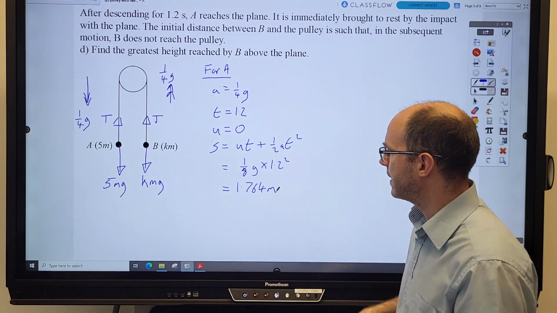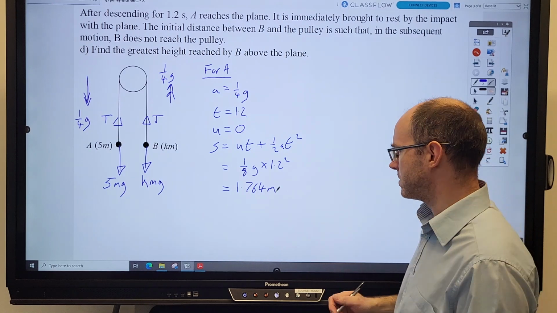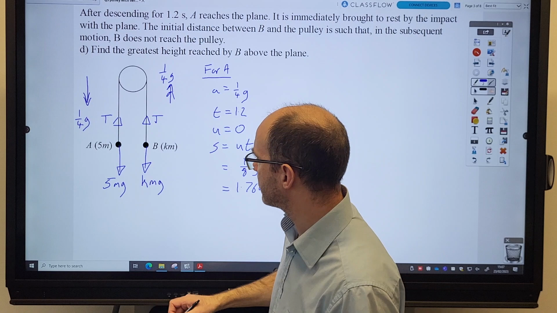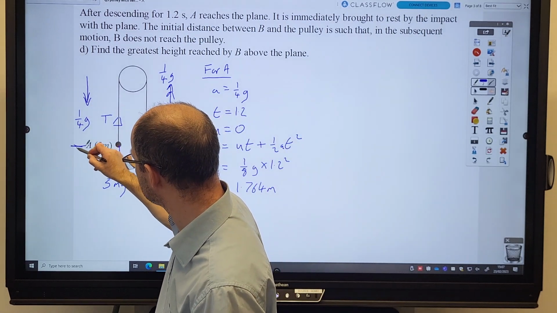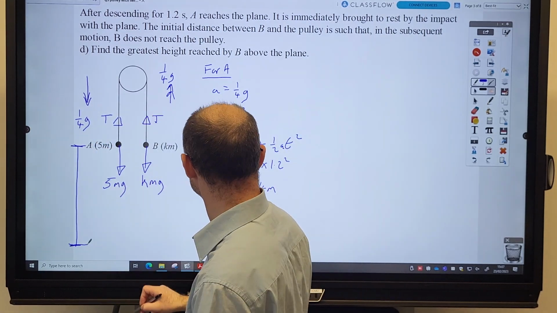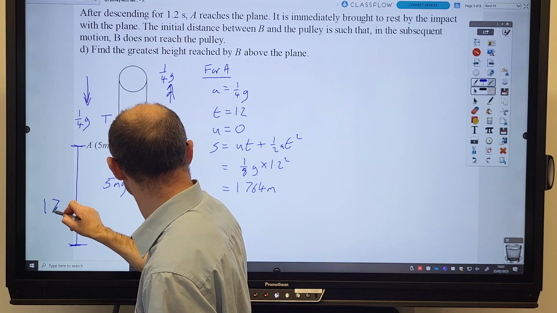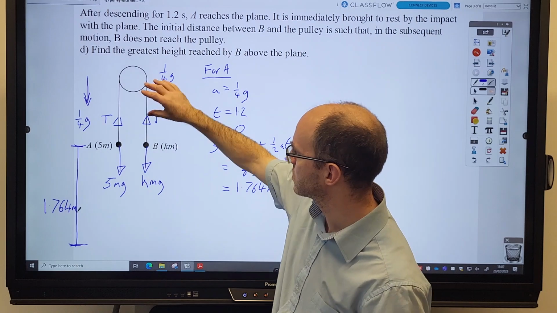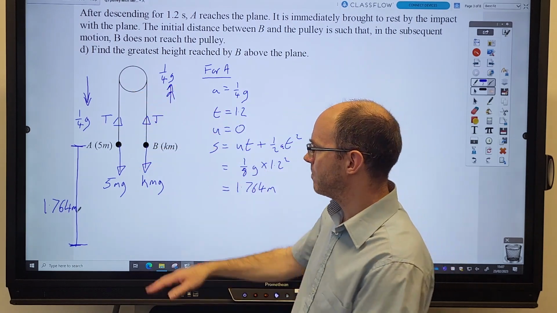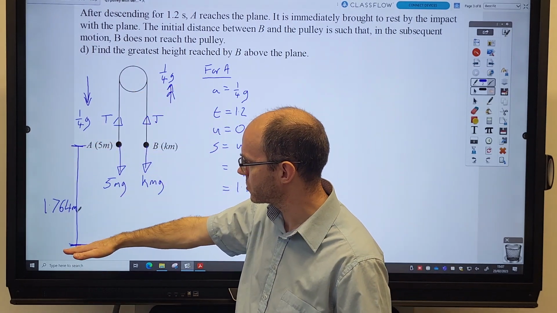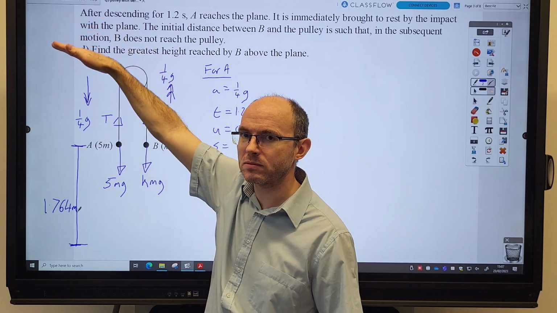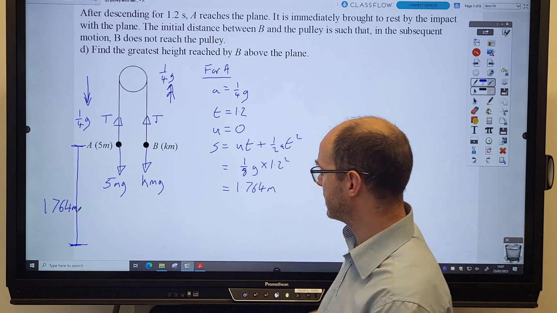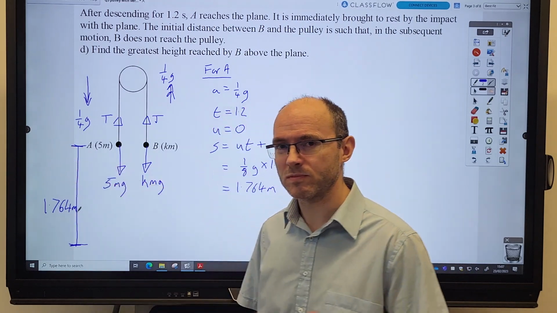Let's just think about that at the moment. What that means is that the distance from here to the ground, here say, is 1.764 meters. I'm exaggerating a little bit because, of course, B does not hit the pulley. When A travels down that much, B will travel up that much. So now B is going to be double that above the ground. Just remember that.